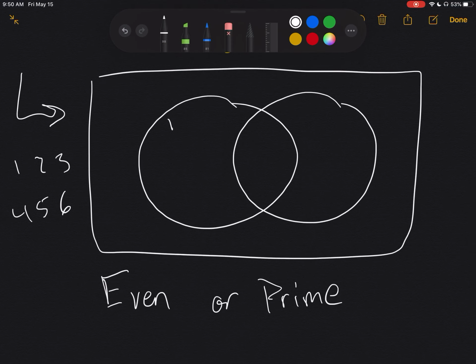So we've got even, we've got prime, and in the middle we've got both. So our even numbers, we've got 2, 4, and 6. Oopsies, I wanted green. 2, 4, and 6, but 2 is actually prime because it's only divisible by 1 and itself. So I'm going to put 2 in the middle. 2 in the middle, right?